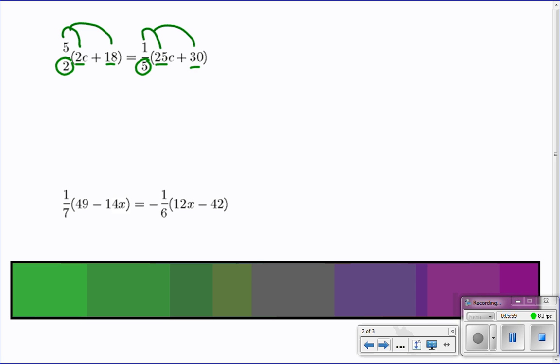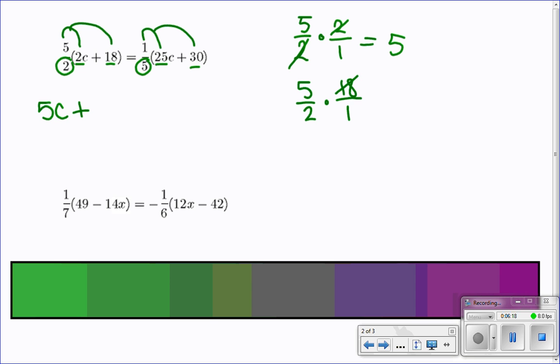Okay, so 5 over 2 times 2. So 5 over 2 times 2 over 1. Our 2's cancel, we're left with 5 over 1 or just 5. So we have 5c. We have 18 times our 5 over 2. So again, we can cancel a 2 from both our numerator and denominator. 5 times 9 is 45 over 1 times 1. So 45.